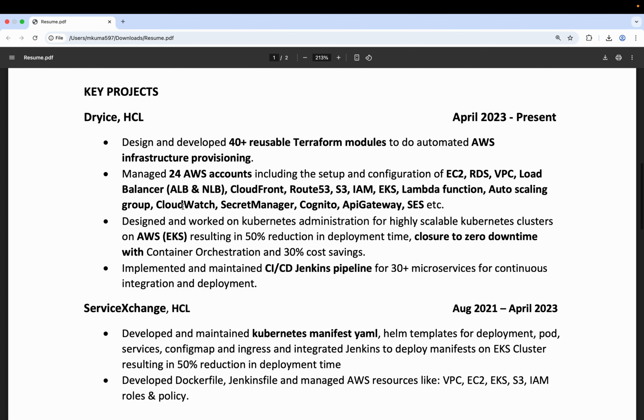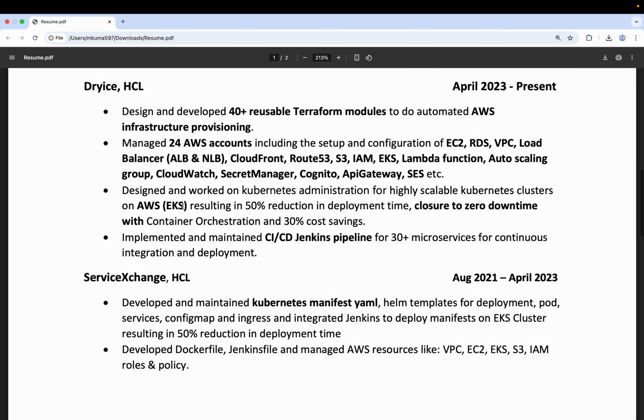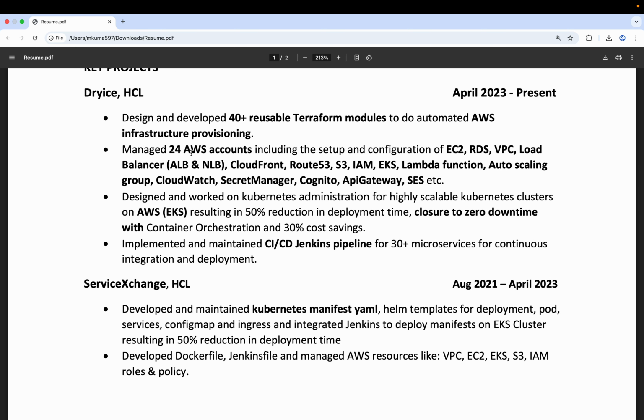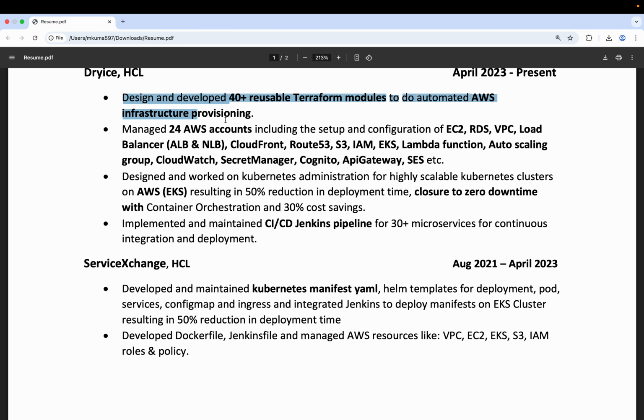Then talking about the key projects, you are not supposed to get with this project, but you can write down any project and you can discuss it in detail. Here also, if you just see, I have written down 40 plus reusable Terraform modules, 24 AWS accounts, and different services: EC2, RDS, VPC, load balancer, Secrets Manager, Cognito, API Gateway, SES. So these are the technical keywords which I have highlighted.